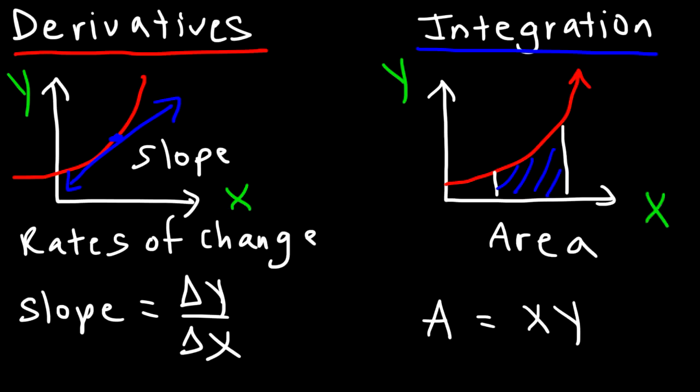And multiplication and division are opposite processes. And that's essentially what you're doing when you're differentiating and integrating. Now, of course, it's a little bit more complicated than that, but that is the gist of it.